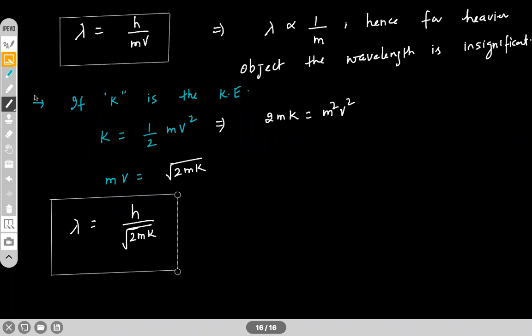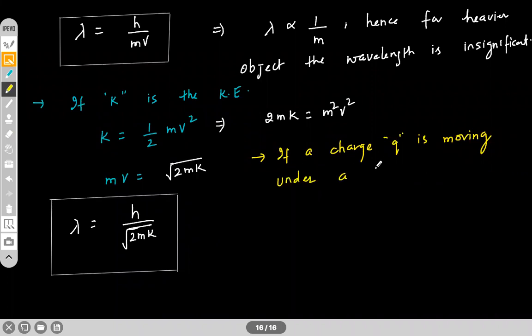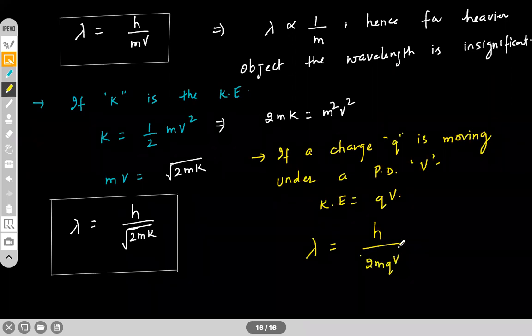Another formula. Now one last one in this. If a charge Q is moving under a potential difference V, then its kinetic energy is Q into V, where V is the potential difference. This K we can substitute here. So further, the formula of lambda is h by root of 2mQV.